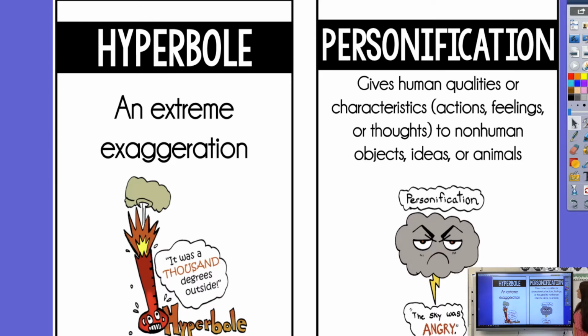Personification gives human qualities or characteristics, including actions, feelings, or thoughts to a non-human object, idea, or animal. The sky was angry. Does the sky really have a frowny face? No. We know it doesn't have a frowny face, right? Just means it's probably thundering, lightning. It's probably just really loud outside.